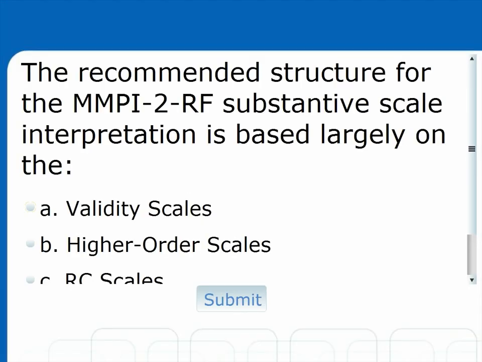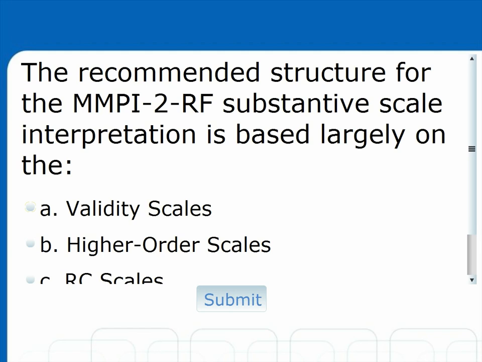So now we have our Unit 2 review question. The recommended structure for the MMPI-2-RF Substantive Scale interpretation is based largely on A, the validity scales, B, the higher order scales, C, the RC scales, or D, the interest scales. The correct answer is B, the higher order scales.